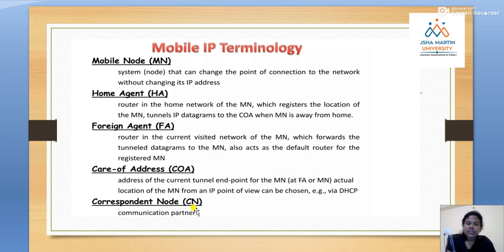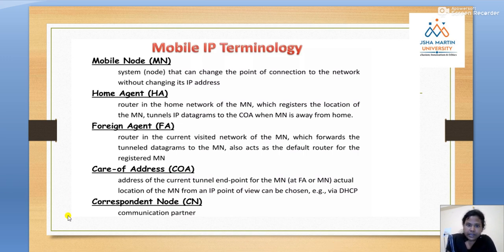And the corresponding node, a very easy point, means the node which is now interested in communicating with the mobile node, and that node is known as the corresponding node. In simple language, we can say the corresponding node is your communication partner with whom you are now communicating, then that node is your corresponding node.